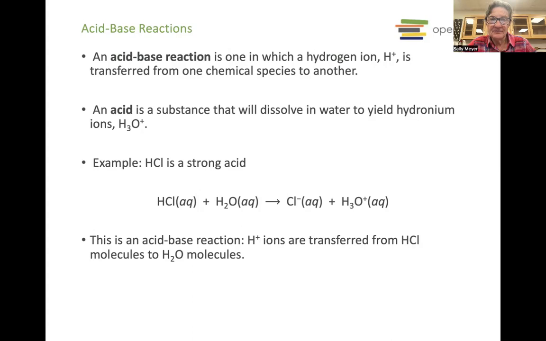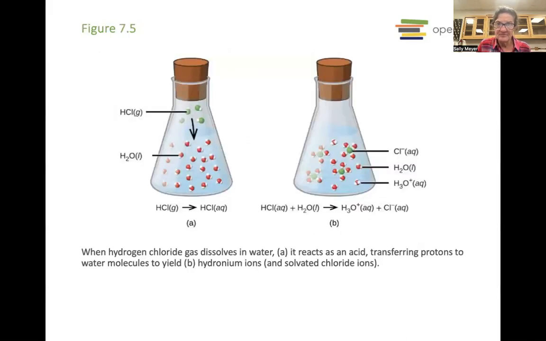So as in point number 1, it's a reaction in which the H+ is being transferred from the HCl over to the water. And so you're leaving behind the chloride, and you have the hydronium ion, H3O+. So this is an acid-base reaction. H+ ions are transferred from HCl to the water molecules.